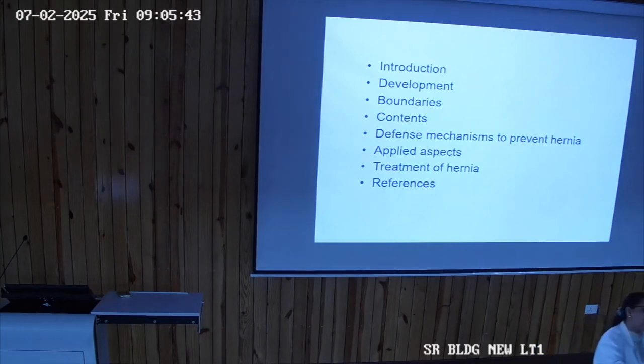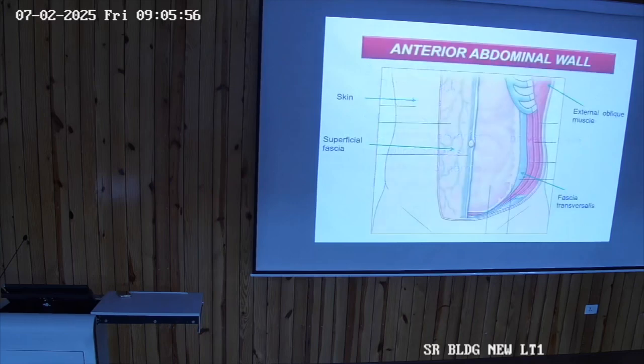So there should be certain natural mechanisms explaining why the hernia is not occurring naturally. That is also something we are going to discuss. So, where the inguinal canal is situated, it is in the anterior abdominal wall.